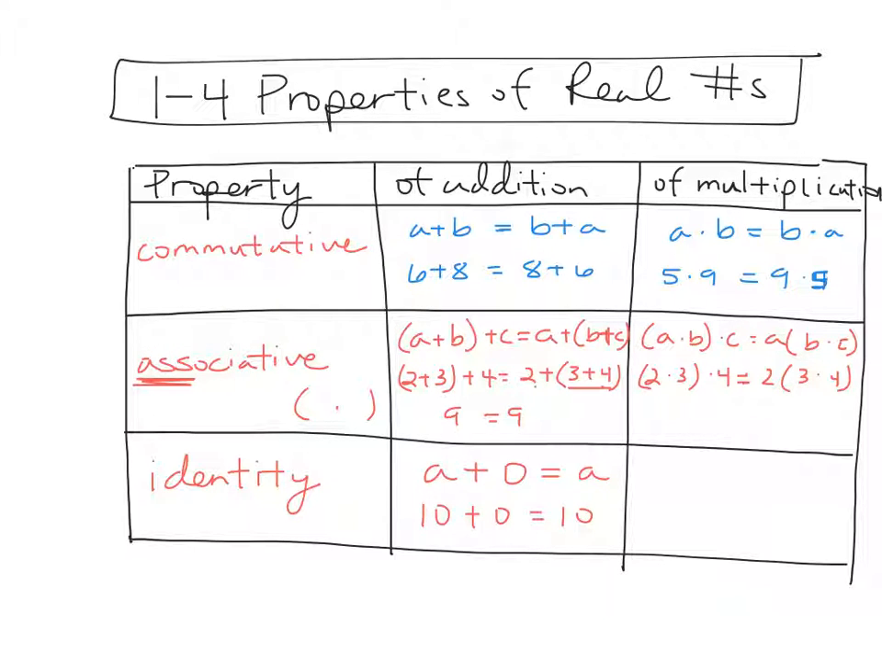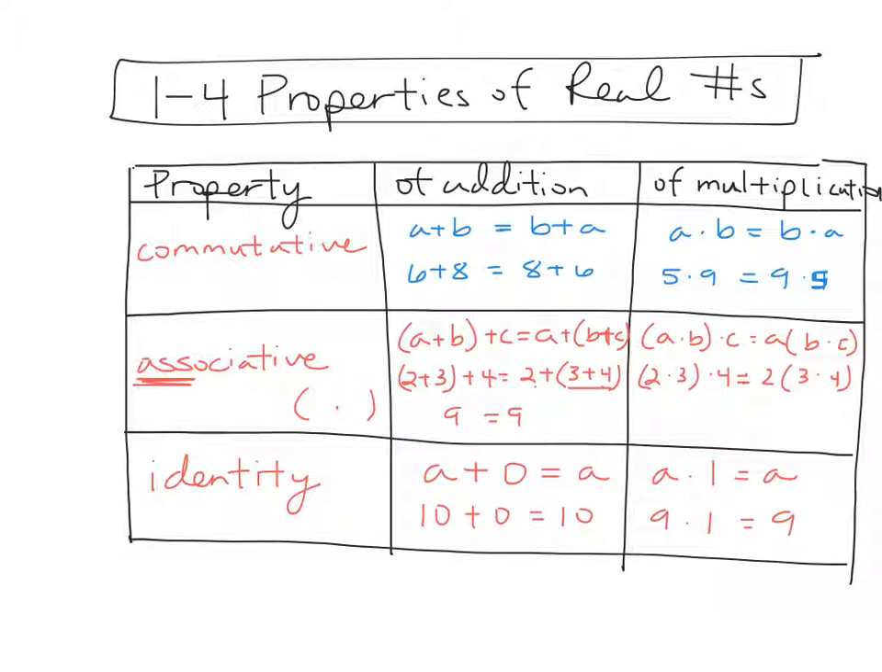Same goes with multiplication, but now it's not the 0 anymore, because with multiplication, to keep something the same, what do you have to multiply by? By 1, right? So if I do A times 1, I'm going to get A back again. So this is like 9 times 1 equals 9. Okay, that's the identity property.